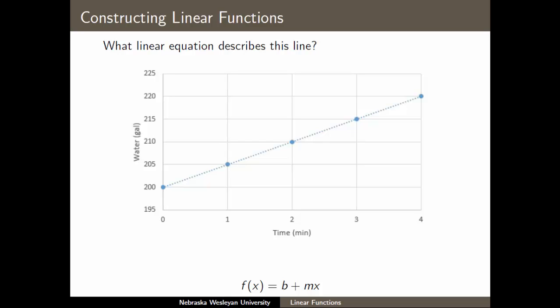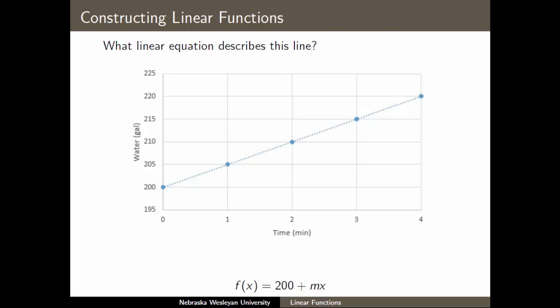I can see from the picture that the initial value should be the 200 gallons, because at time 0, I have an output on the graph of 200. So the value of b should be 200, and I can update my function to say f of x equals 200 plus mx. M is the amount that I add each time I move forward one step in time. So I might compare time 0 when I have 200 gallons to time 1 when I have 205 gallons, and see that that's a net change of 5 gallons.